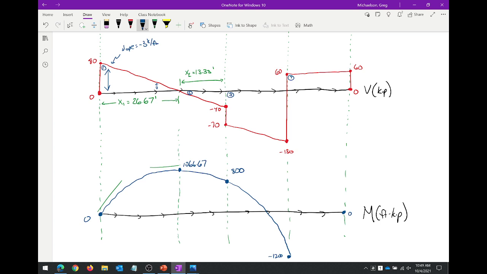Now, just so we're paying attention, what does the moment diagram look like from here to here? Straight line.